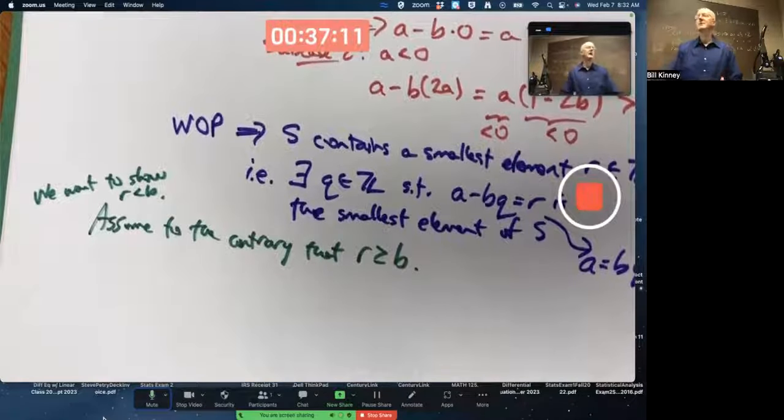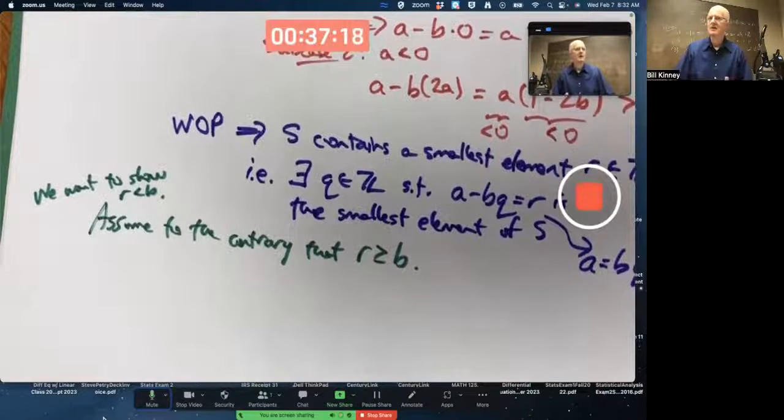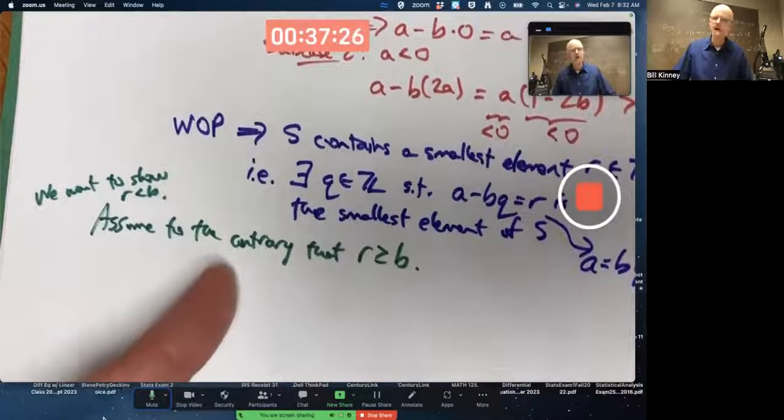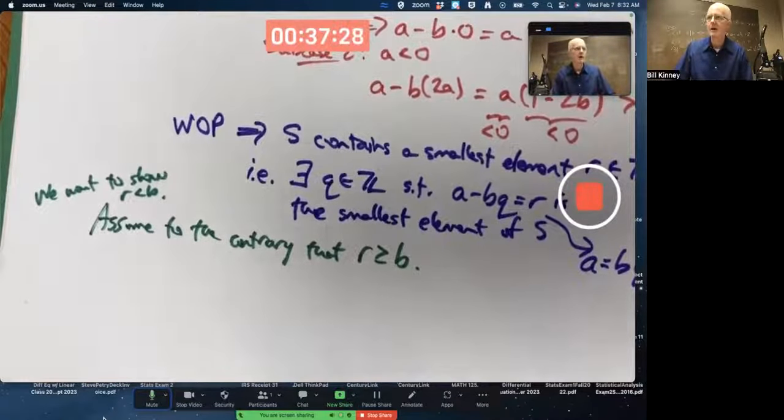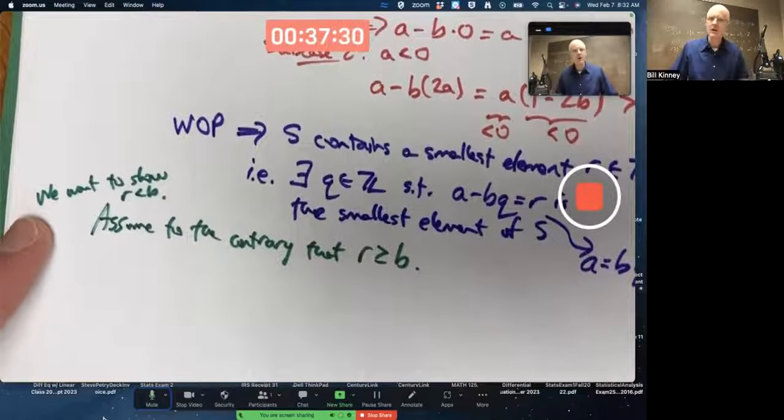What is an argument by contradiction? It's to assume the opposite of what you're trying to show and show that that assumption leads to something that can't be true. Therefore, your assumption to the contrary must be wrong. So the thing you want to show must be true.